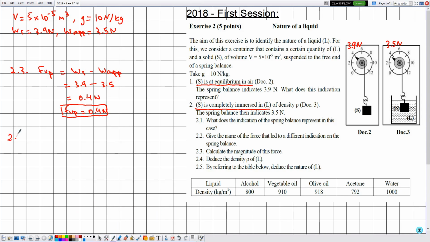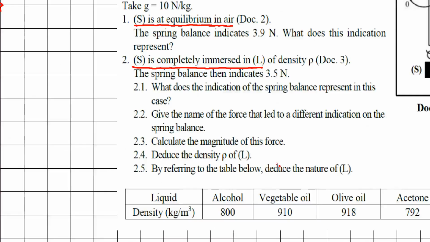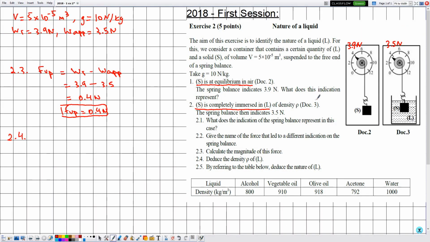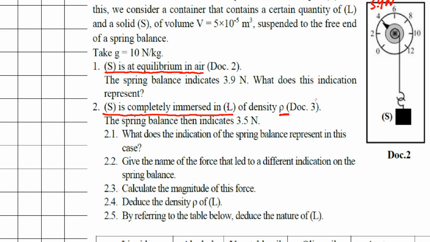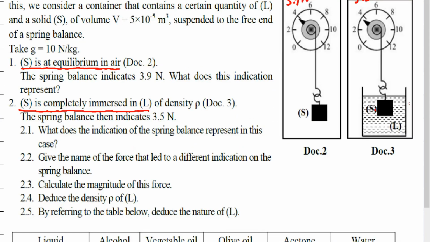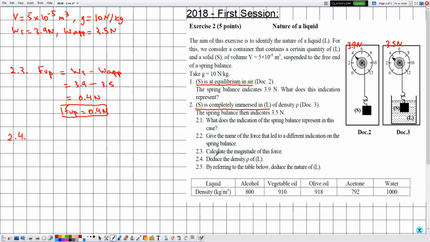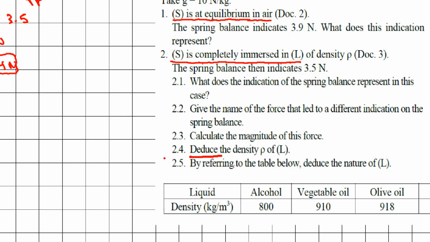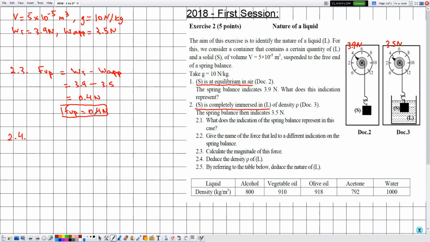Now in 2.4, deduce the density rho of L. Here notice that rho represents the density of the liquid L in which the solid S is being immersed. And the word deduce means that we need to use the part just previously before. In part 2.3, we have determined the value of F upthrust, which is given by 0.4 in newtons.